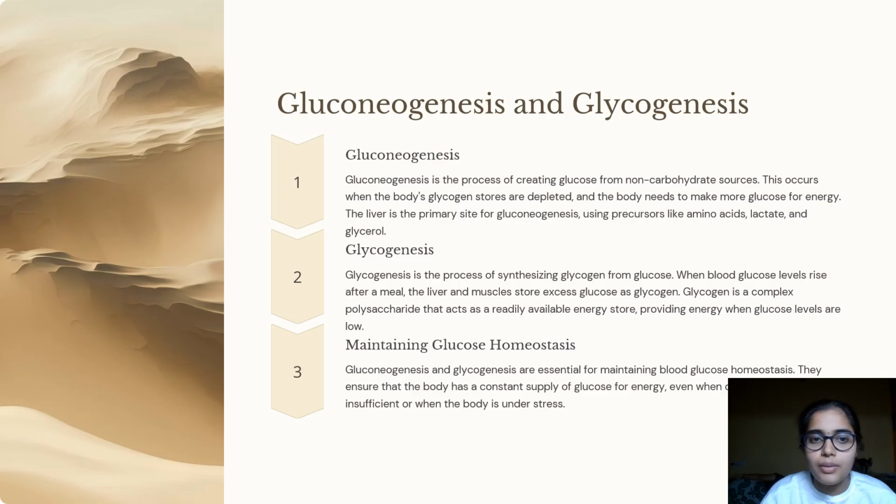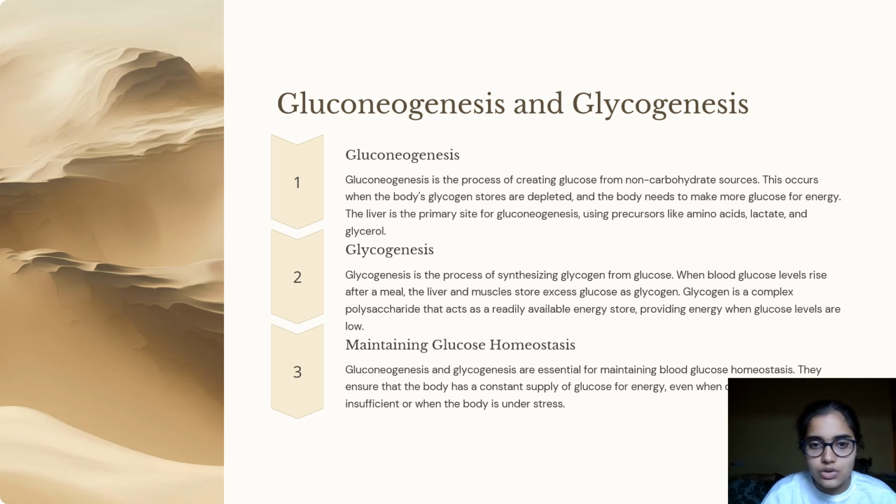Now let's learn about gluconeogenesis and glycogenesis. Gluconeogenesis is a process of creating glucose from non-carbohydrate sources. This occurs when the body's glycogen stores are depleted and the body needs to make more glucose for energy. The liver is the primary site for gluconeogenesis, using sources like amino acids, lactate, and glycerol.